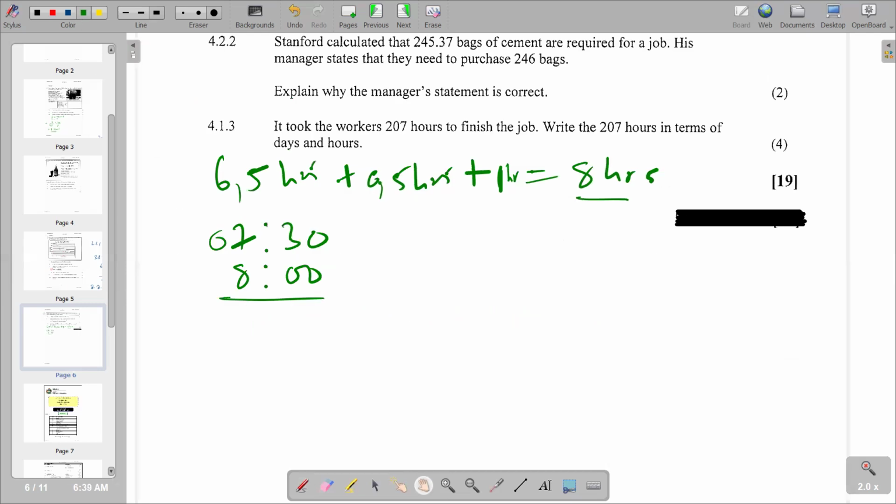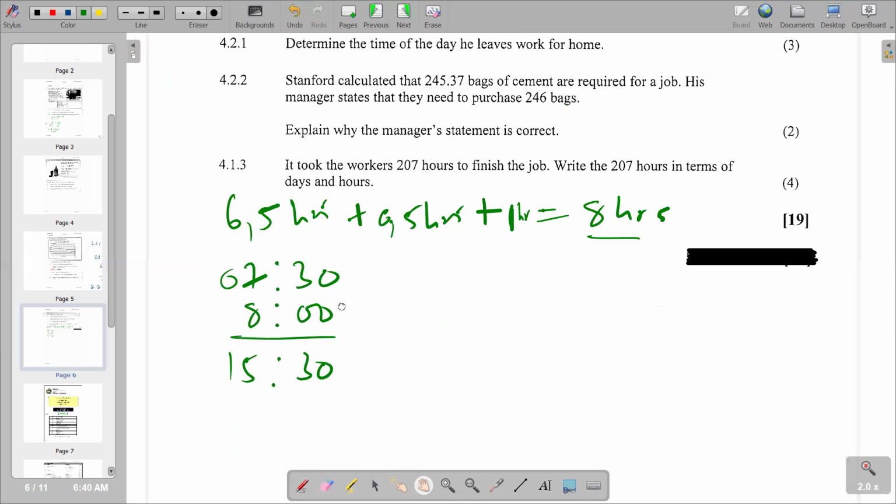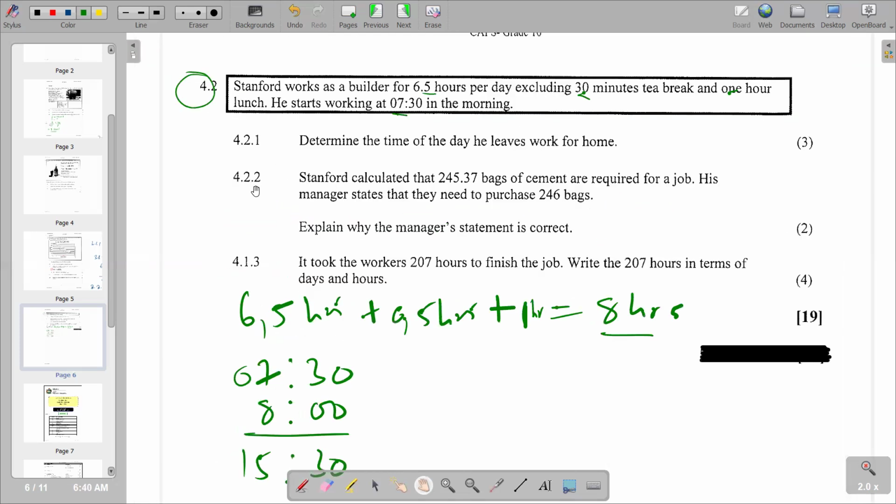if you add there, you'll see that here you're going to get your 30. And here you're going to get 8 plus 7, you're going to get your 15. So it means the time of leaving work is going to be 15:30. So that's what we have on 4.2.1.